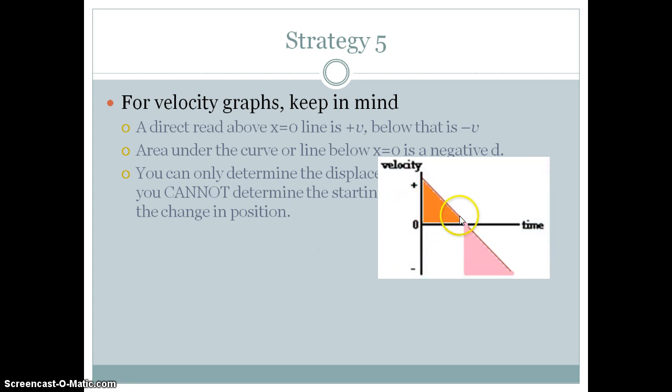Now overall, how do these two areas compare? Well, they look pretty much equal. So if that's true, this positive d and this negative d combine to be 0. So in the overall time here, the overall displacement is 0. And that's the starting point to looking at graphs.